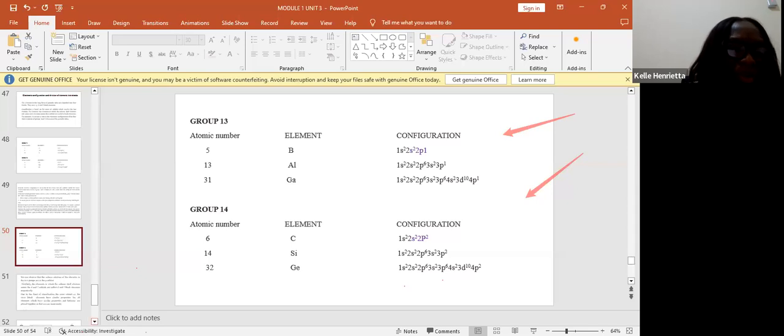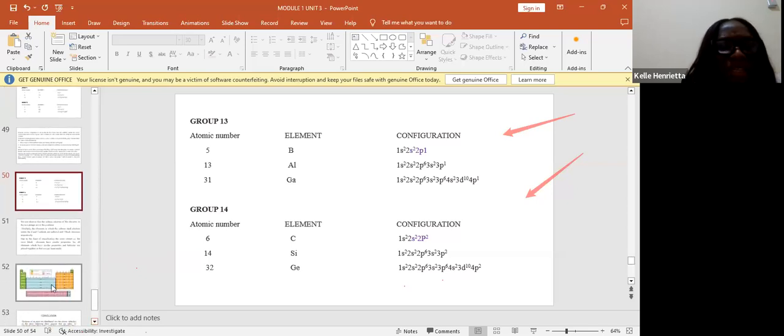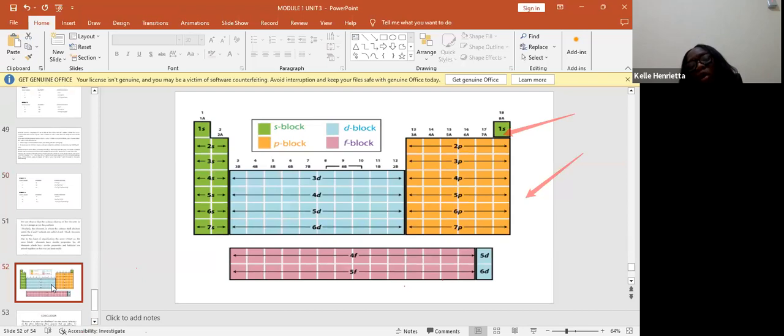Now, I just want to go to the periodic table so that you see how these elements are divided into blocks. Group 1 and 2, their valence electrons, their outermost electrons, are in the s orbital. So they are called the s block elements, denoted by green there. Then for the next groups, their valence electrons are in the d orbital. So they are called the d block elements.